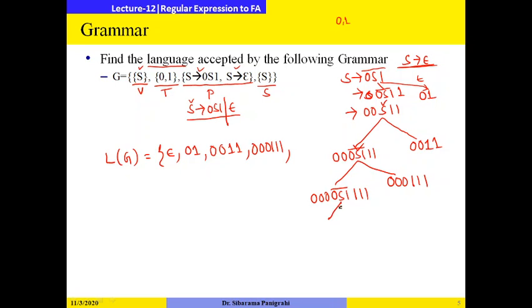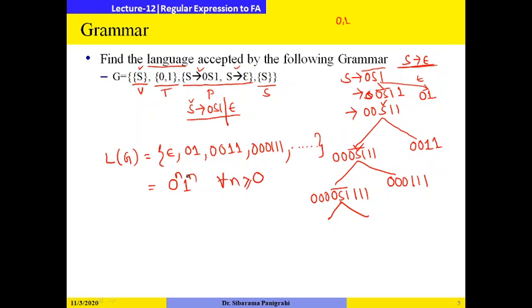Similarly, this one also you can expand. So here you see, similarly, if you put in place of s for n times, what will you get? You will get 0 to the power n, 1 to the power n. So dot dot dot, it will accept strings like this. So what is the language accepted by this grammar? It is nothing but 0 to the power n, 1 to the power n, for all n greater than or equal to, 0 or 1? Greater than or equal to 0.